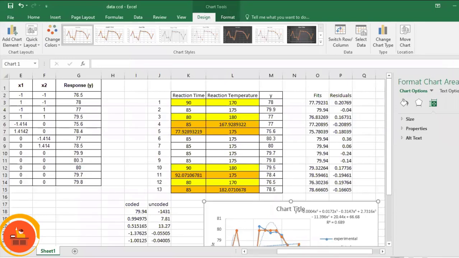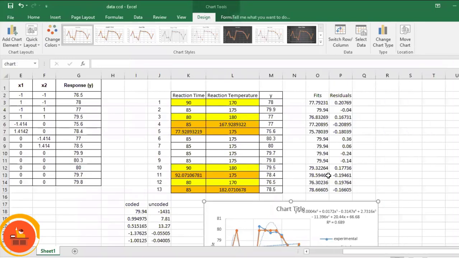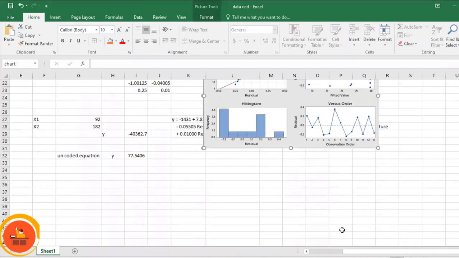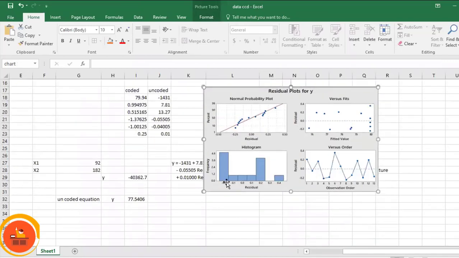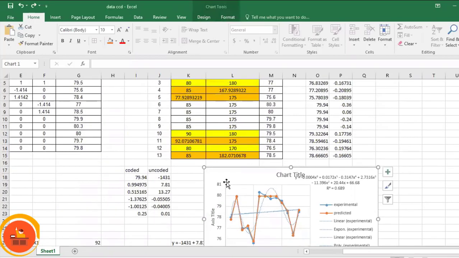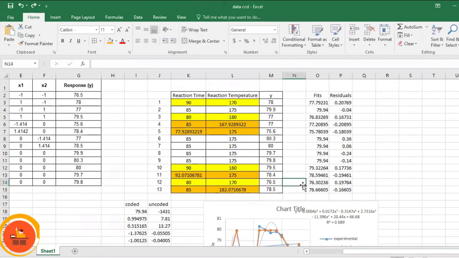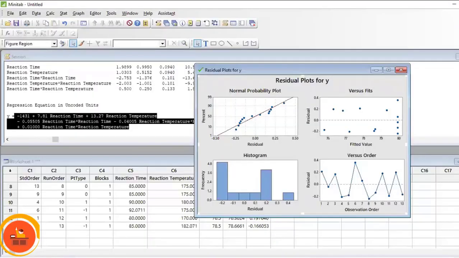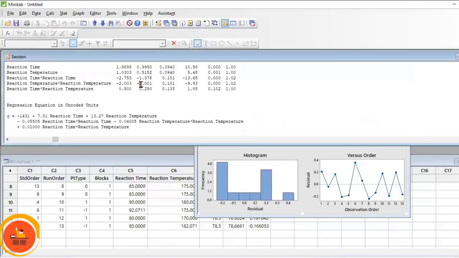Even in the Excel also we can paste that particular graph, I think so. So I have got a graph like this. So we can present these things wherever we require. So this is the way how we are trying to calculate the CCD, Central Composite Design, by using the Minitab software.